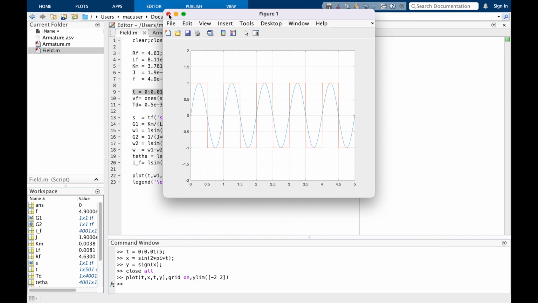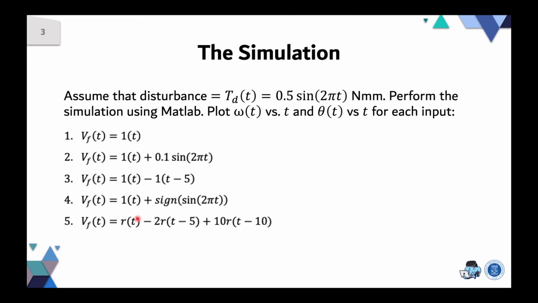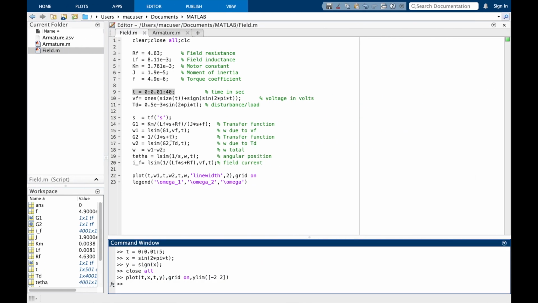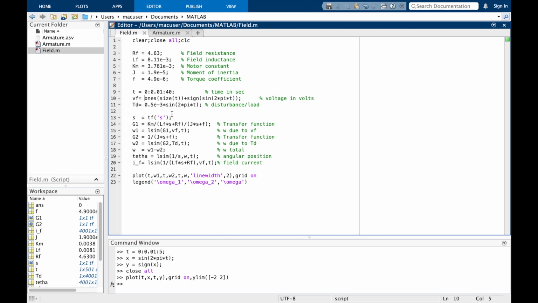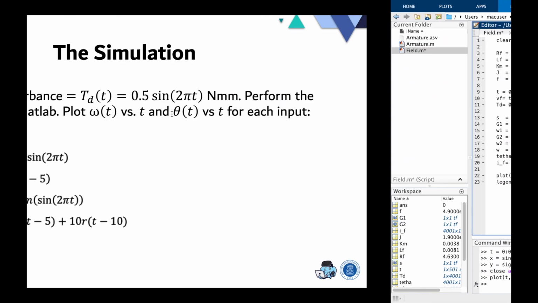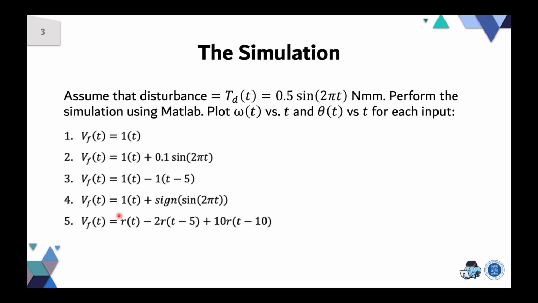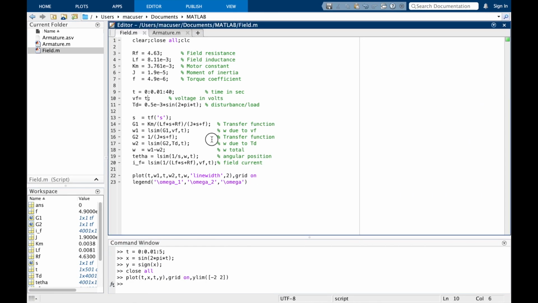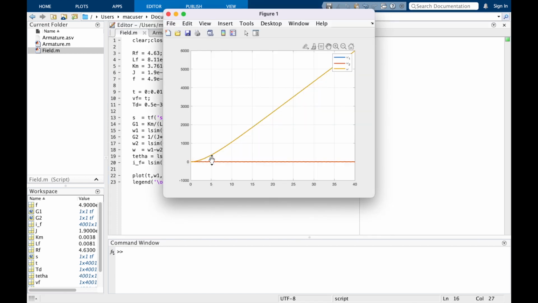Okay, and the last one we are going to simulate is the ramp function. r(t) is equal to, okay, it is very simple, it is equal to t. So it increases as the time passes by, with a slope of 1. The slope of this function is equal to 1. Okay, let's see how the result is. So this is the result.